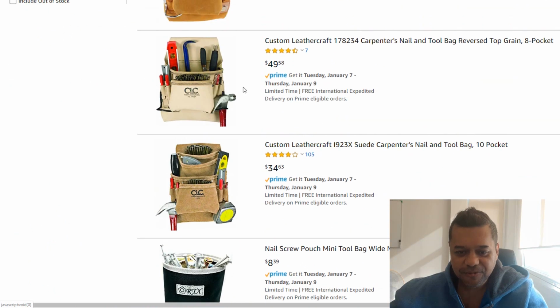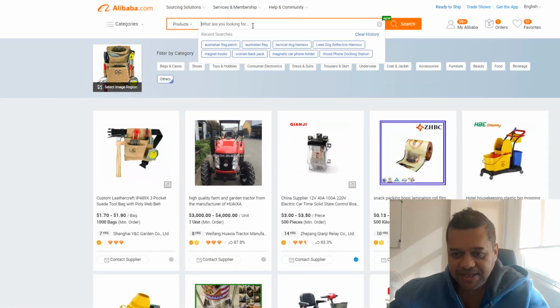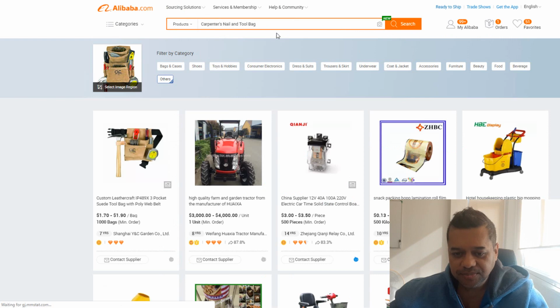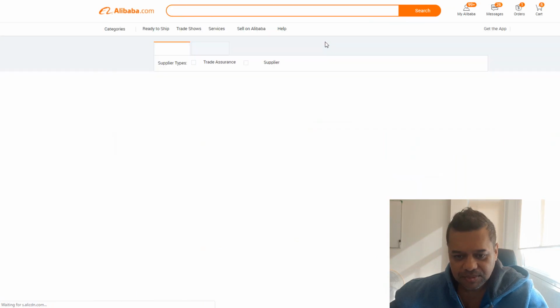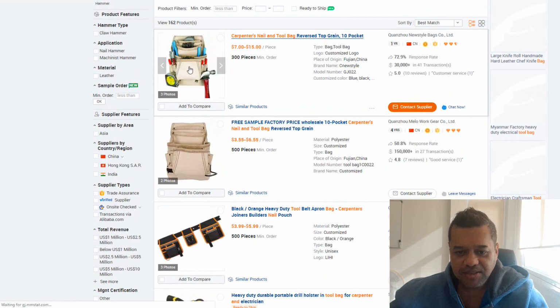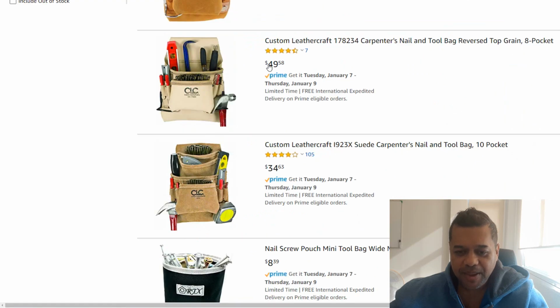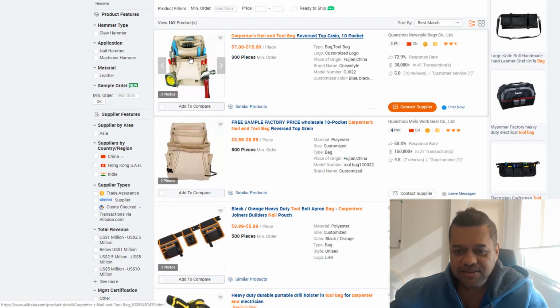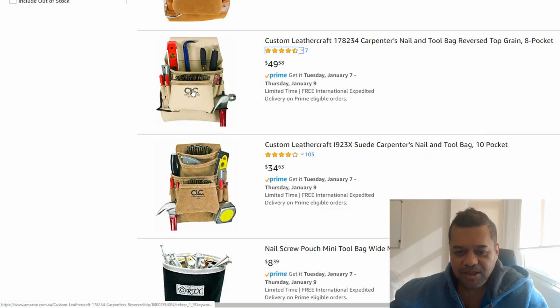So this one here, this is a $49 belt. We might be able to find something like this on Alibaba. So then type the main keyword into the Ali search, okay? And look at this. This is $7, and this is $49. Off the bat, we've already got a winner, guys. All right, off the bat.